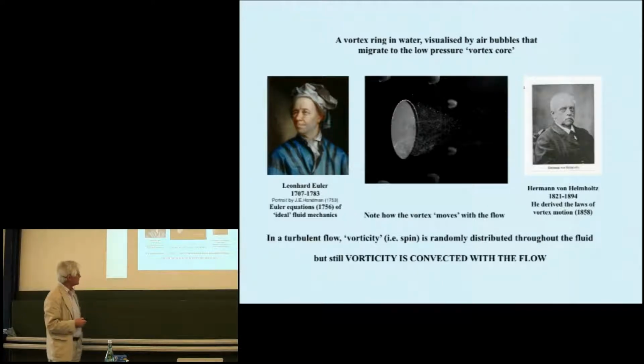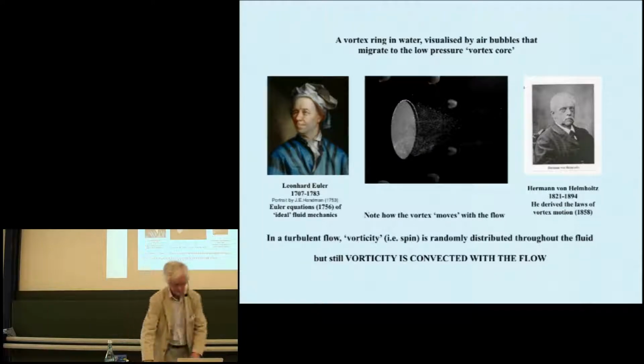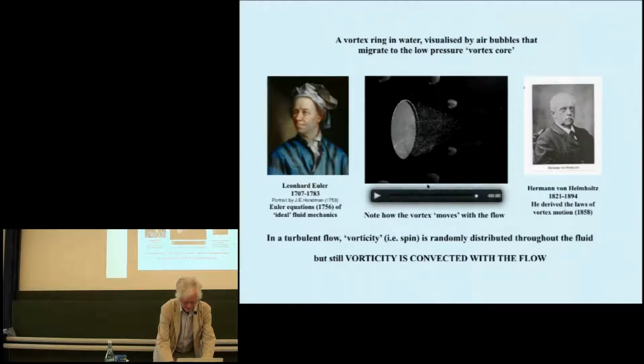So I ask you to note how the vortex apparently moves with the flow. In a turbulent flow, vorticity, which you can think of as spin if you like, local spin of the fluid, is randomly distributed throughout the fluid, but still the vorticity tends to be convected with the flow. Okay.